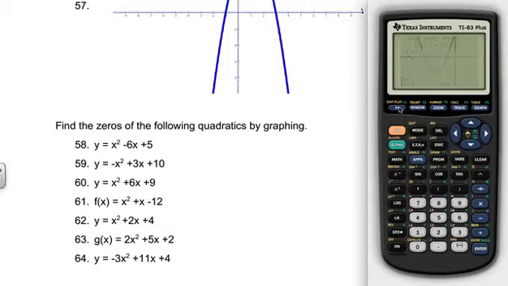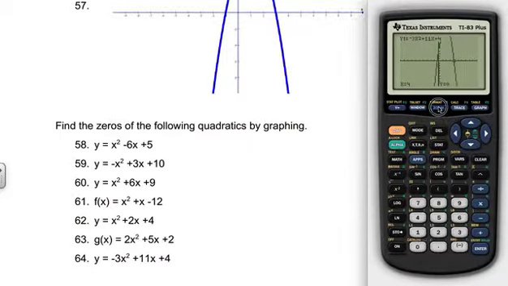And finally, number 64, I'll go back to y equals. I'll clear out my equation. Negative, which means it's upside down, or opens downward, 3x squared plus 11x plus 4. And I'll hit zoom 6 and take a look at the final zeros. Uh-oh. This one looks pretty easy to read. 1, 2, 3, 4. So I'm going to test that out and hit trace 4. Enter. That is indeed one of my answers.